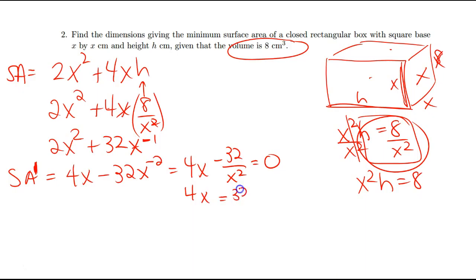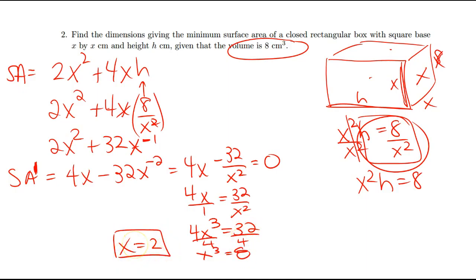I'm going to set that equal to 0. 4x equals 32 over x squared. I'm going to cross multiply. 4x to the third equals 32. Divide by 4. X cubed equals 8. X equals 2. So the dimensions are 2 by 2 by 2. So it's actually a square cube box, isn't it?